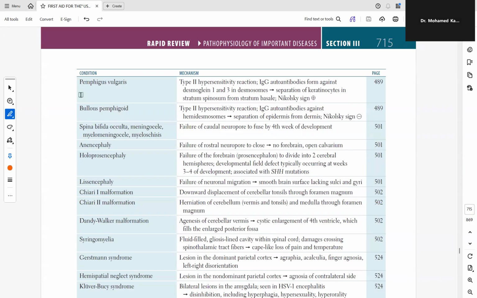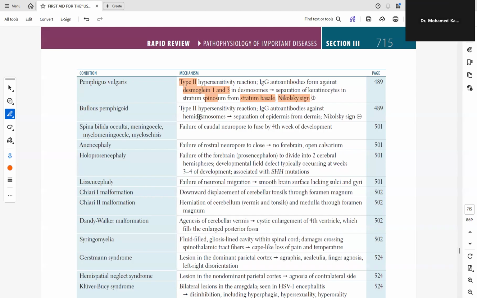Pemphigus vulgaris is a type 2 hypersensitivity reaction. IgG autoantibodies form against desmoglein 1 and 3 in desmosomes. Separation of keratinocytes in the stratum spinosum from the stratum basale, and positive Nikolsky sign.